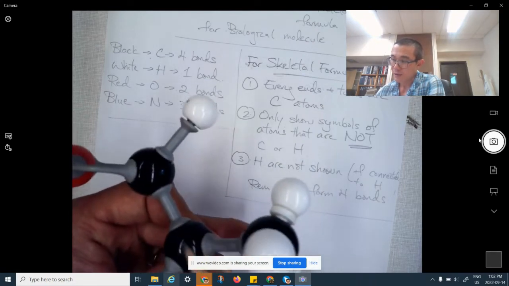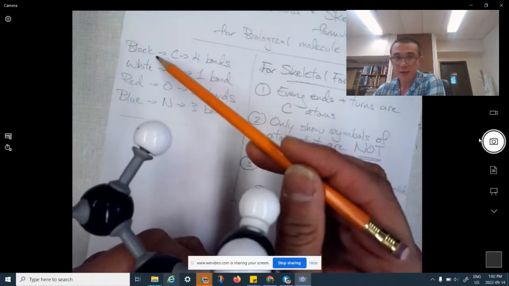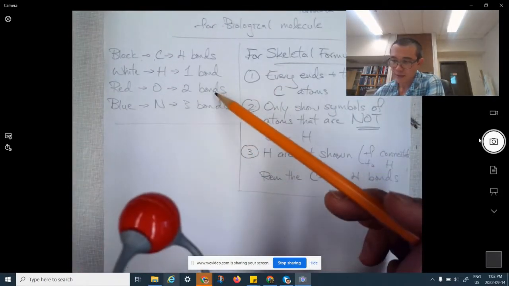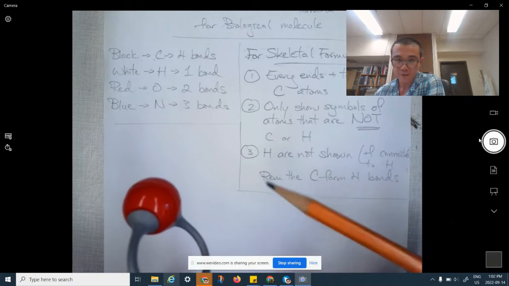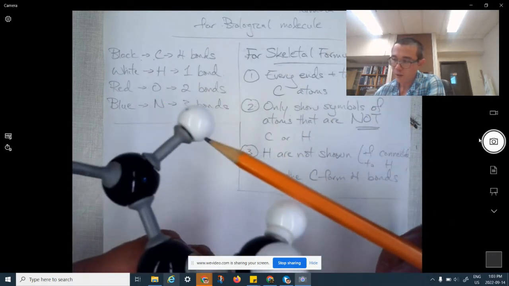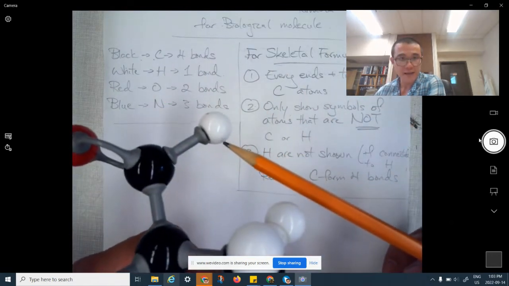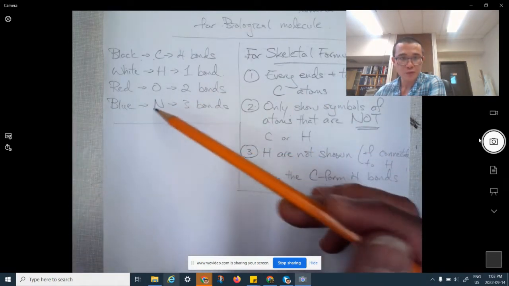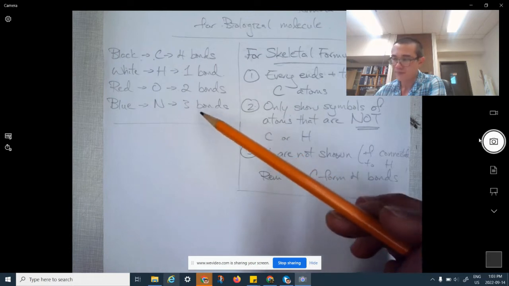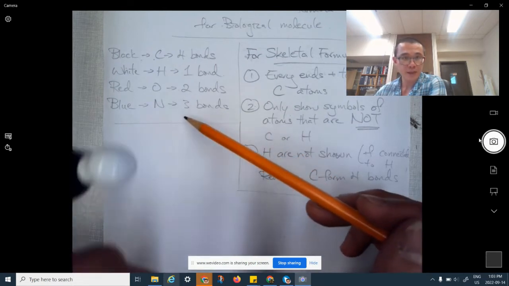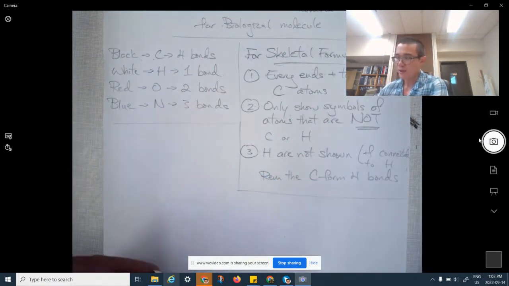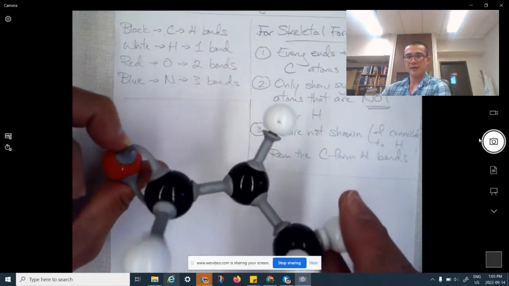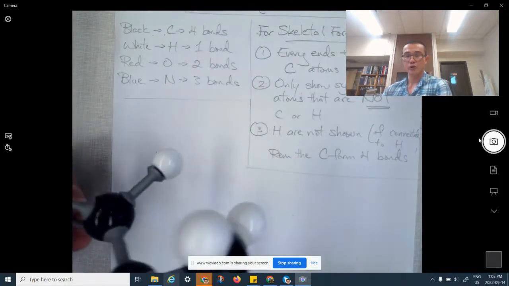These black balls are symbolizing carbon. The red one here symbolizes oxygen, and you see that it can only form two bonds. The white ones symbolize hydrogen atoms, and they form only one bond. Now blue, you don't see it in this molecule right now. It symbolizes nitrogen, and it makes three bonds. Okay, so if this is how this molecule looks in a 3D structure, how do you draw it?